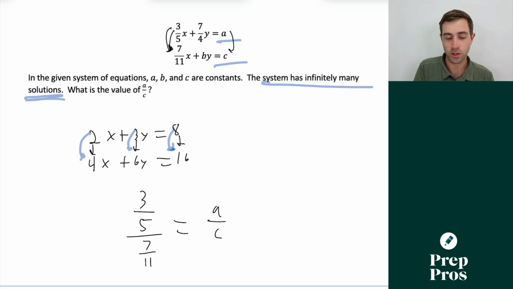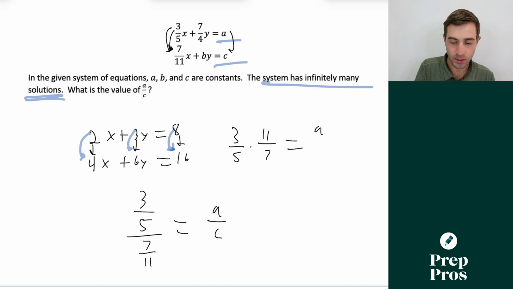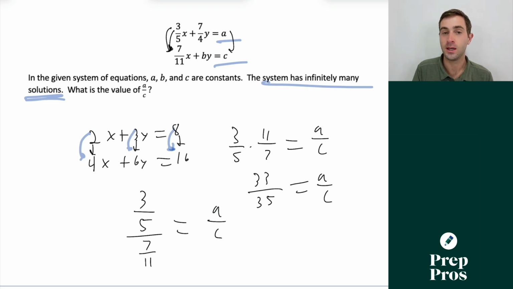So if we want to solve this all the way out by hand, I would just do 3/5 times 11 over 7 is equal to a over c. If we're dividing by a fraction, it's the same as multiplying by the reciprocal. This would give us that 33 over 35 is equal to a over c, and that will give you your correct answer.